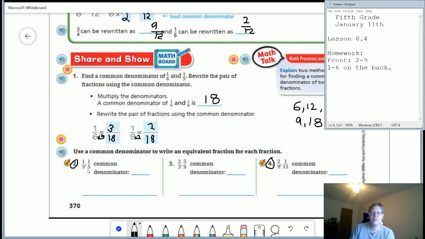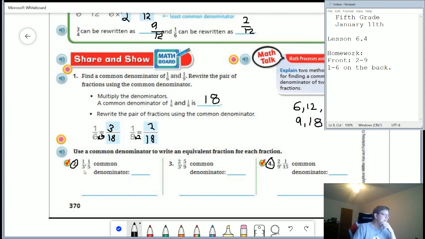Now for this one, we can probably just go ahead and multiply the two bottom numbers together because, spoiler alert, the least common denominator for this is the answer of this. We can do something different for this one, perhaps. So let's go ahead and pause the video if you need to. And when you're ready, go ahead and hit play.